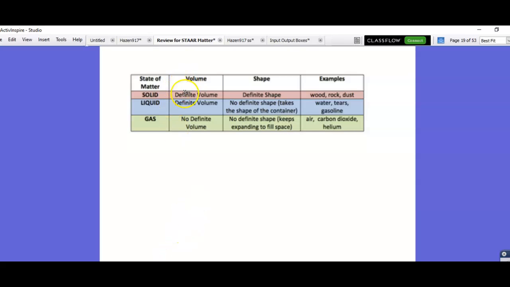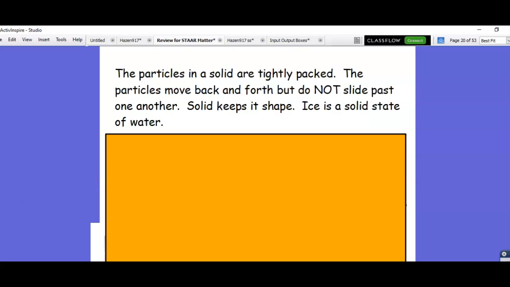And just a reminder, a solid has a definitive volume and a definitive shape, like wood, rock, dust. A liquid has a definitive volume, but no definitive shape; it takes the shape of the container. Water, tears, gasoline. And a gas has no definitive volume and no definitive shape; it keeps expanding to fill space. Air, carbon dioxide, helium.